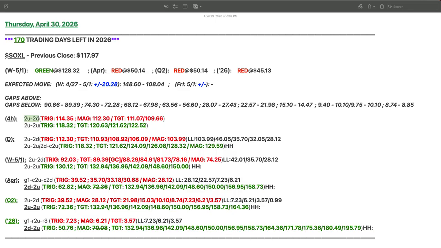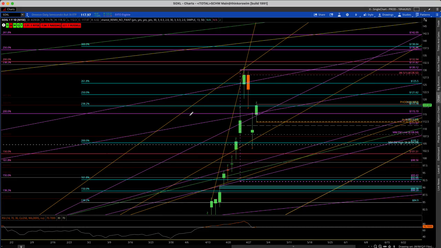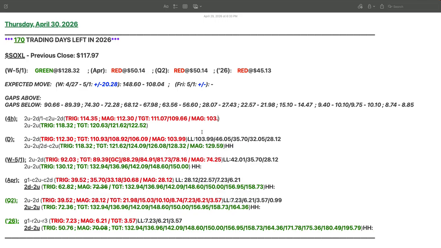On the 4 hour, we just talked about if we do go to the downside, it's a 2 up, 2 down, and I actually forgot to put it is a 1, 2 combo 2 up, 2 down, right? So 114.35 is the trigger of the 2 up, 2 down, and the magnitude of that is that 112.30. We've got a couple of intermediate targets should we trigger that 1 combo 2 up, 2 down, because the magnitude, which I've left off, is that 103, what was it exactly? Low 103.99.